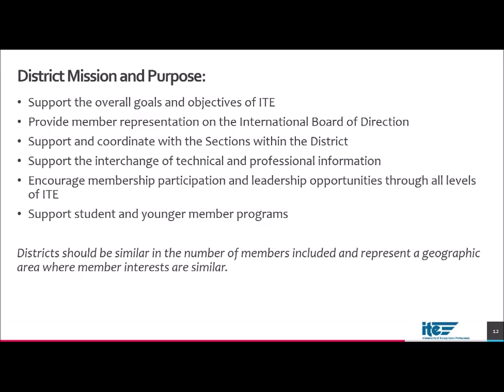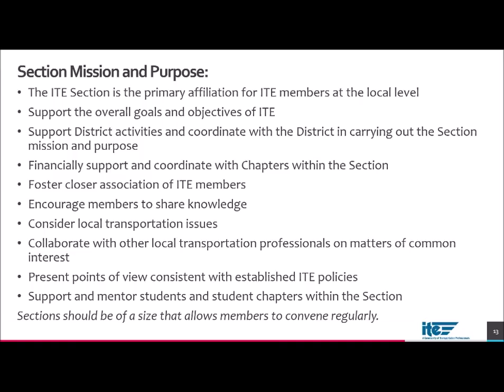The next level down, which is the section, you'll notice is a longer definition here. It's because the section is really that local level where most members are going to participate on a regular basis. The section is the primary affiliation for ITE members at the local level. It too should support the overall goals and objectives of ITE. So the goals and objectives of ITE, as established by the international board, should cascade down through all the levels. These aren't independent organizations from ITE International.